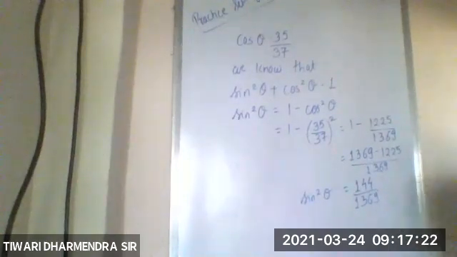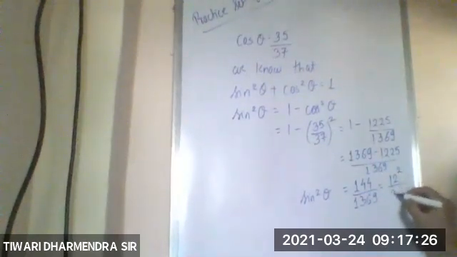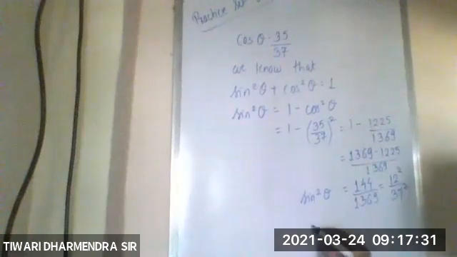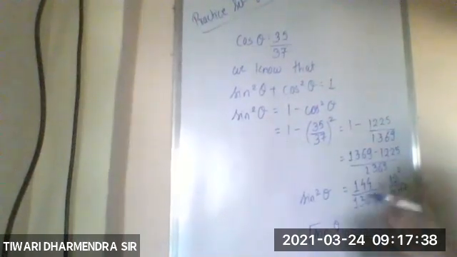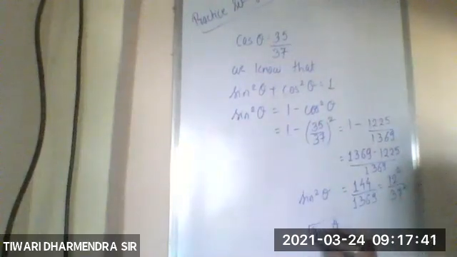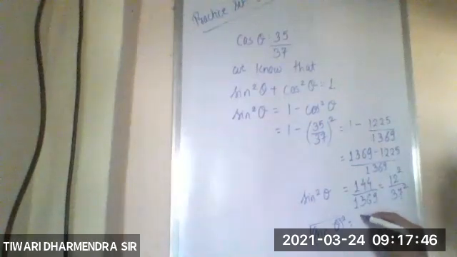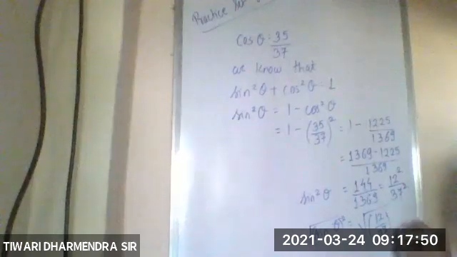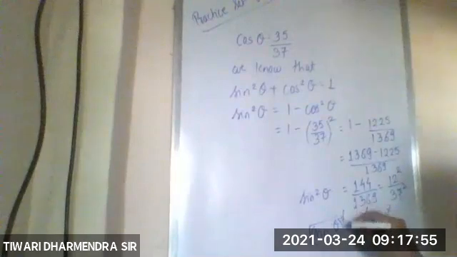Now what you can do, just write it in the form of a square. This is 12 square and this is 37 square. Taking square root on both sides. So square root of sin square theta, or you can write this as, I've told you that sin square theta is the same as sin theta the whole square, is equal to square root of 12 upon 37 the whole square. Square root and square gets cancelled.